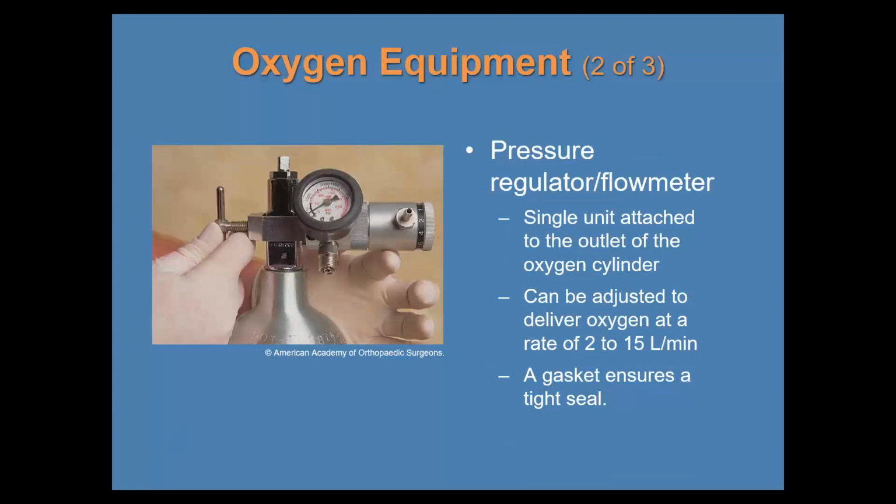So the pressure regulator or flow meter is what helps to regulate, like it says, the pressure. So it takes the high pressure in the bottle and reduces it down to a manageable flow rate. And that way we're not getting 2,000 PSI in our face all at one time, right? We just want it to like 15 or 20 liters per minute.